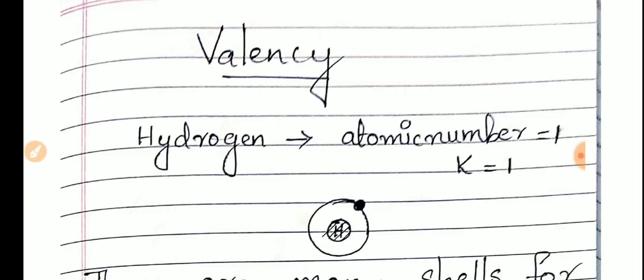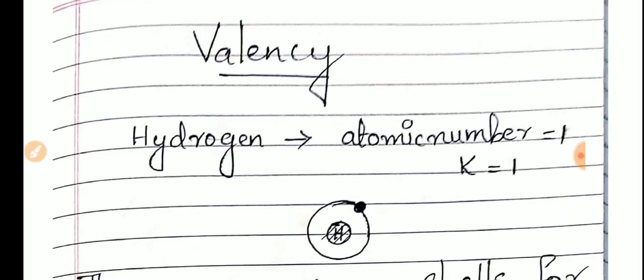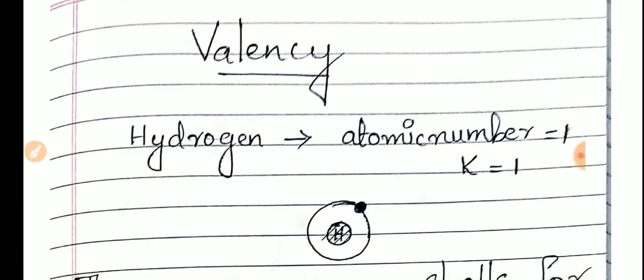Today we are going to study the next topic, that is valency. Yesterday I gave a small introduction to valency, and today we will be studying it in detail. So what do you mean by valency? For that I have taken an example, hydrogen. I told you to study the atomic number of the first 20 elements from hydrogen to calcium. The first element is hydrogen. Hydrogen's atomic number is 1.